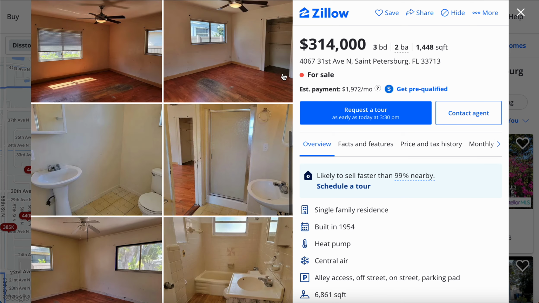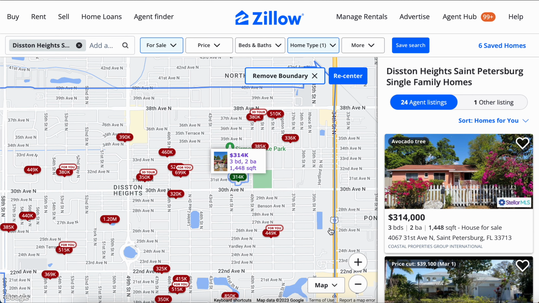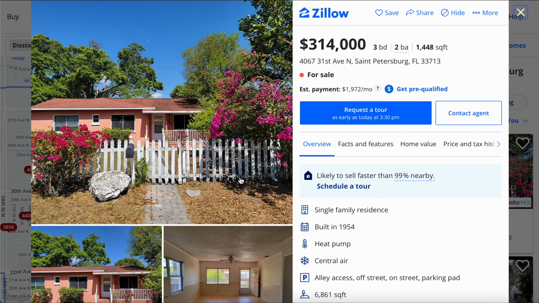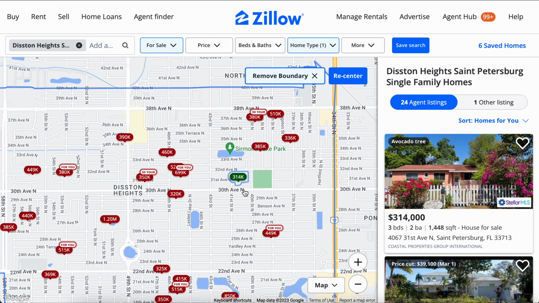So one thing I want to point out is when we're considering properties, this 314 is not on 30th Avenue North. So you always got to compare on similar type streets. So this is on 31st, so that's good. If it was on 30th, major roads, you definitely have to take off some value for that because people don't want to live on major roads.